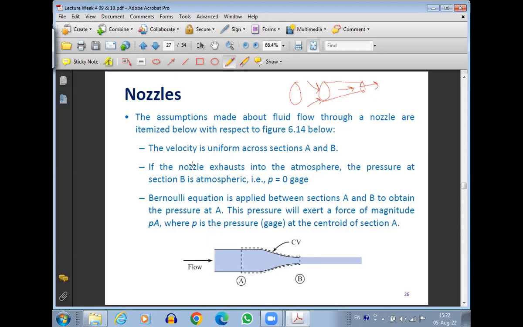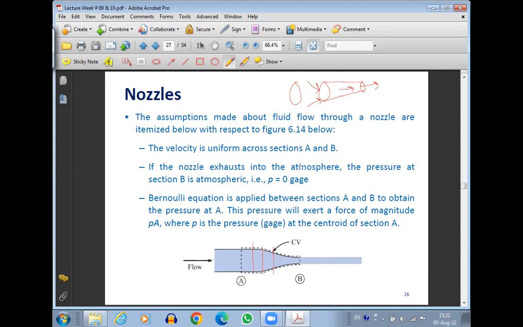So the assumptions made about fluid flow through a nozzle are itemized as below. The velocity is uniform across sections A and B. So for example, this is a nozzle from A to B. At any section, the velocity is uniform. Velocity is uniform means the velocity is not changing from point to point within that section.